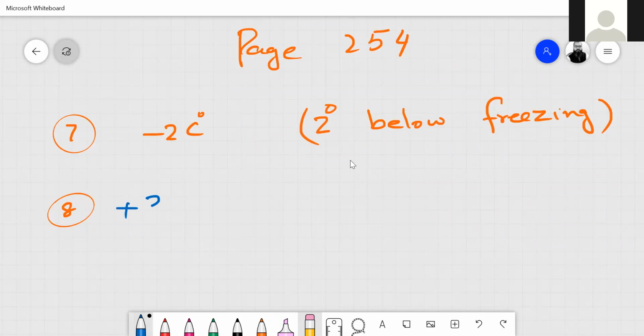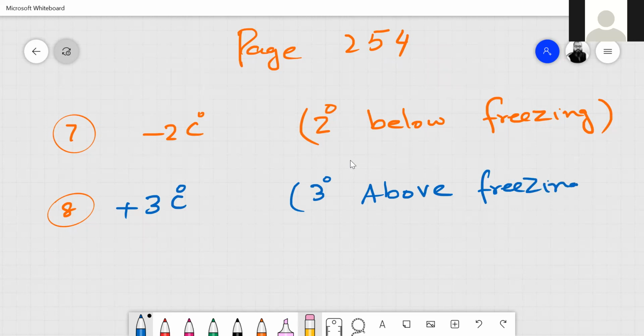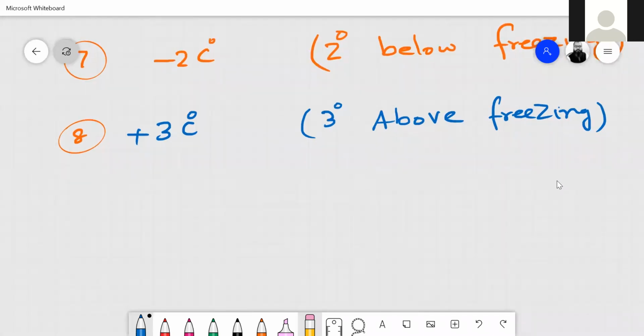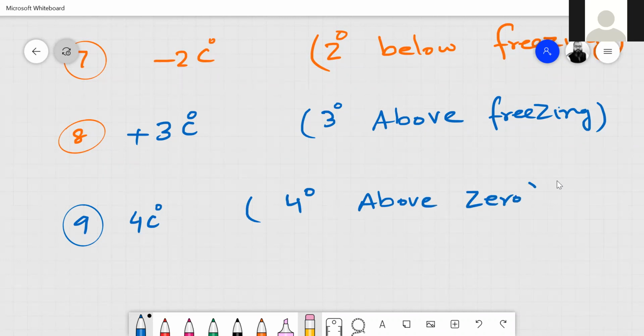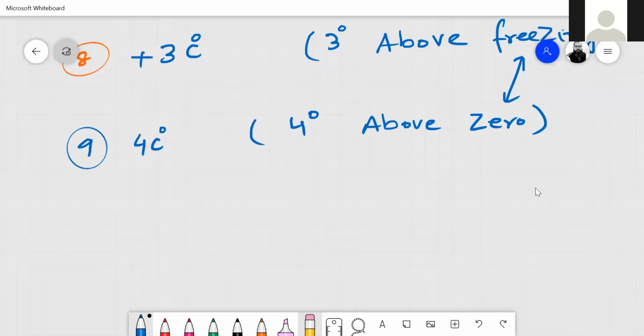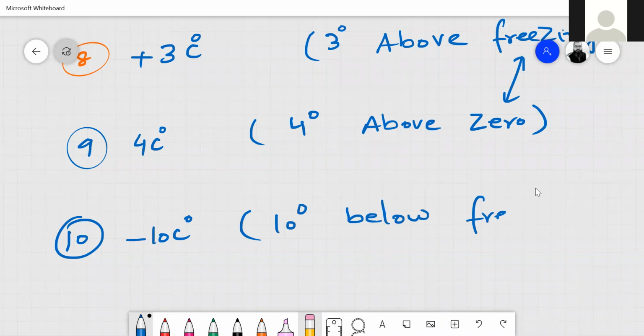Plus 3 degrees centigrade means above freezing. Number 9: 4 degrees above freezing point. Zero or freezing point, same. Number 10: 10 degrees below freezing point.